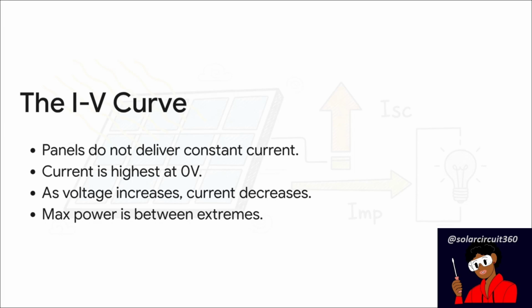You see, solar panels aren't ideal current sources that just blindly deliver constant current no matter what they're connected to. As the voltage creeps up from 0 toward the open circuit maximum, the current gradually falls off. Your MPPT charge controller is incredibly smart. It sweeps along this curve to find the exact point where multiplying the voltage and the current gives you the highest total wattage. That sweet spot is exactly where your equipment is designed to operate, right between the extremes of 0 volts and 0 current.